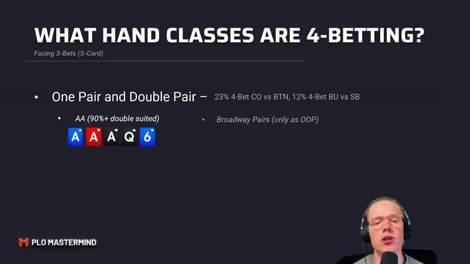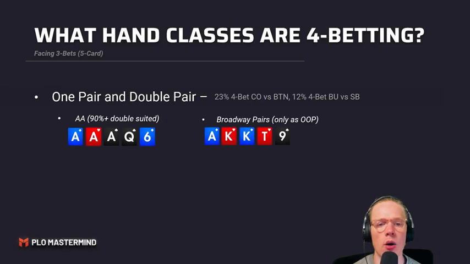There are some exceptions. There are some Broadway hands like Ace King Queen 10-9 or Ace Queen Queen 10-9. But we're only 4-betting those hands as the out of position player post flop, and it's really only in specific scenarios like cutoff versus button and small blind versus button.